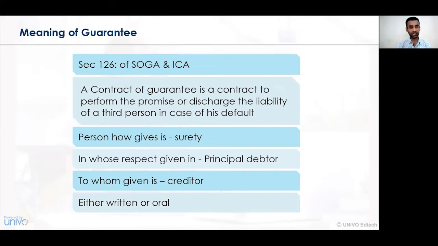So a guarantee contract can be invoked only when the principal debtor does not perform. So if the principal debtor does not perform, then only the guarantee contract can come into existence and the rights and liabilities of a person can be executed. The guarantee contract may be either in a written format or in an oral format. So both written consideration and oral consideration are accepted in terms of a guarantee contract.